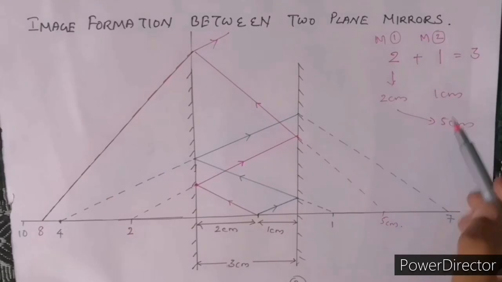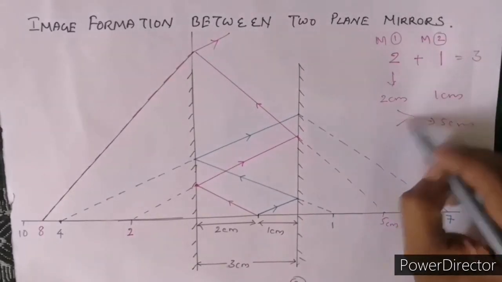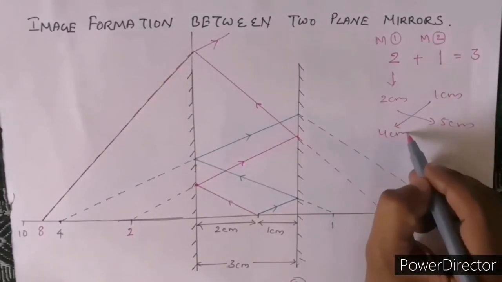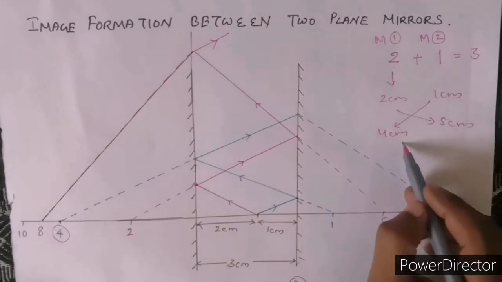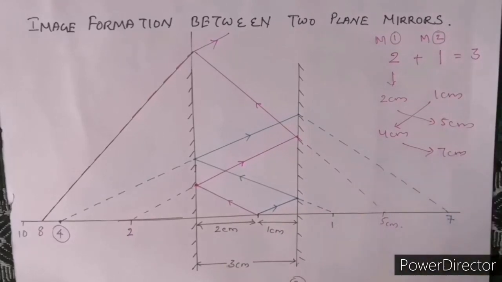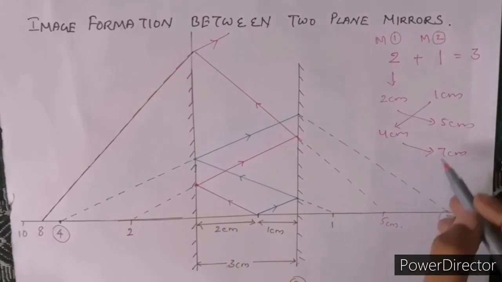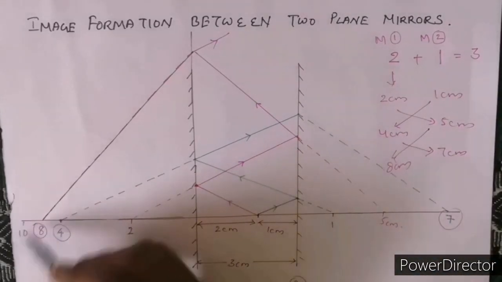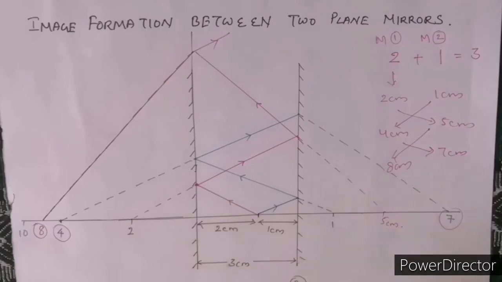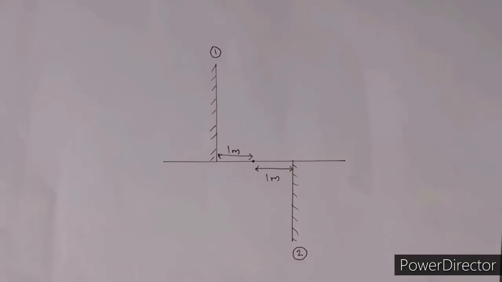And here we can say that 1 plus 3, we are getting 4 cm, exactly here. And 4 plus 3, 7 cm, it's exactly here, the third image. 5 plus 3, 8 cm, we are getting the next image, and it goes on up to infinity. If you place two mirrors parallel to each other, we get an infinite number of images, and this is how to find the distances of these images.